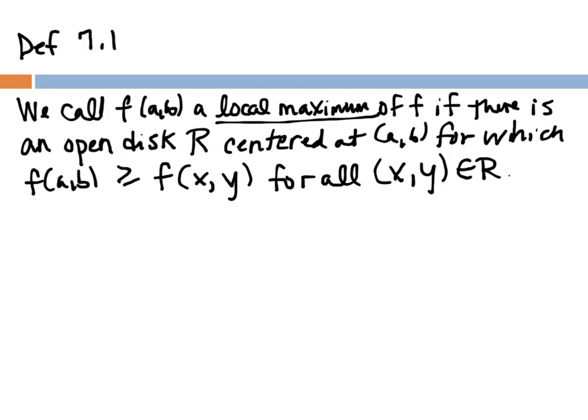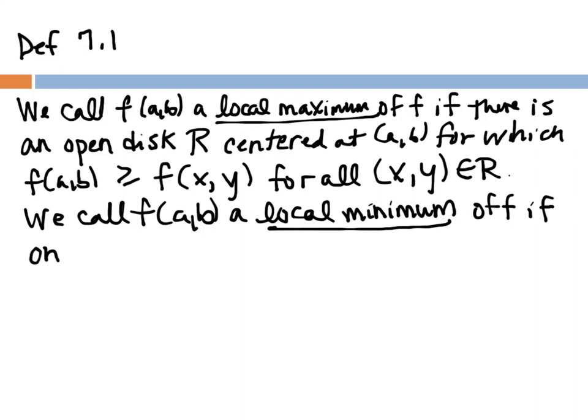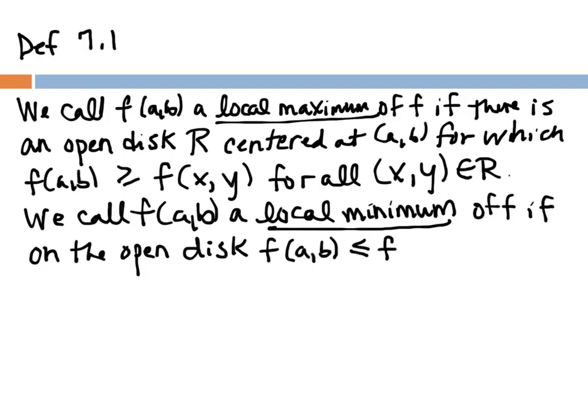The same thing's going to happen. I'm going to write down an almost identical definition here for local minimum. So we call f of (a, b) a local minimum of f if, on the open disk, I'll abbreviate it a little bit, so all the details from above, but on the open disk, f of (a, b) is smaller than or equal to all f of (x, y) for the points (x, y) in our disk R.